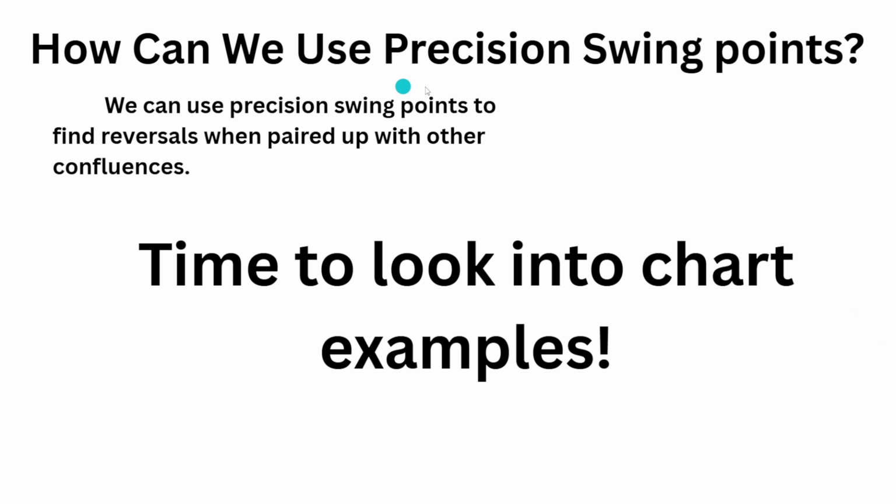Now, how can we use precision swing points? We can use precision swing points to find reversals when paired up with other confluences, such as PD arrays, premium discount, and everything other than that. Now it's time to look into chart examples.